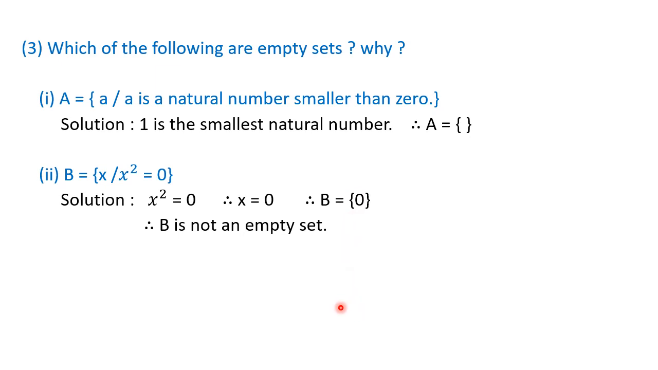Okay. Let us go further towards the next question. C is a set of all x such that 5x minus 2 is equal to 0 and x belongs to natural number.